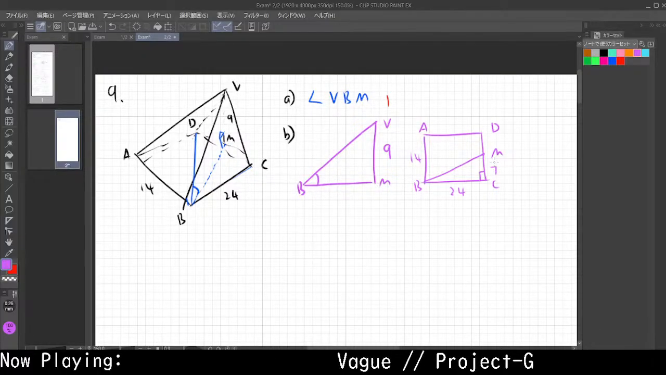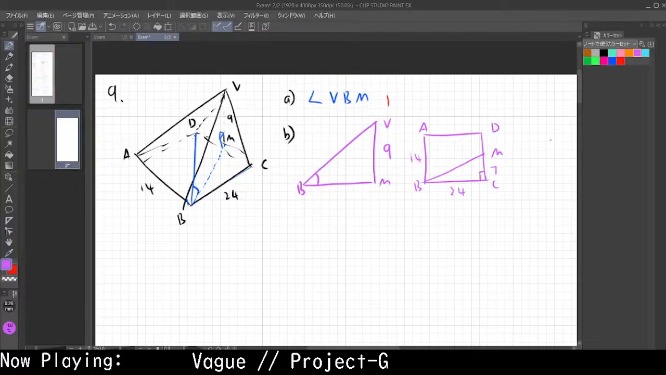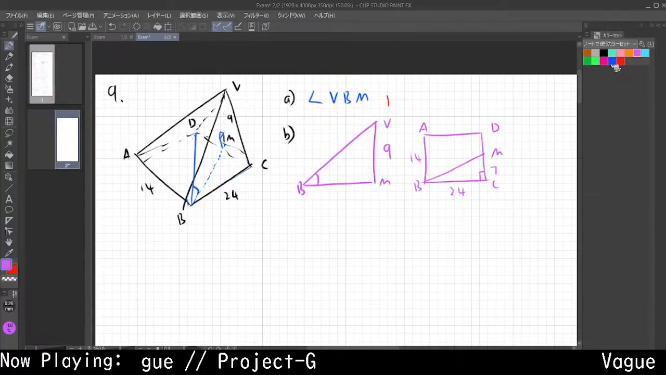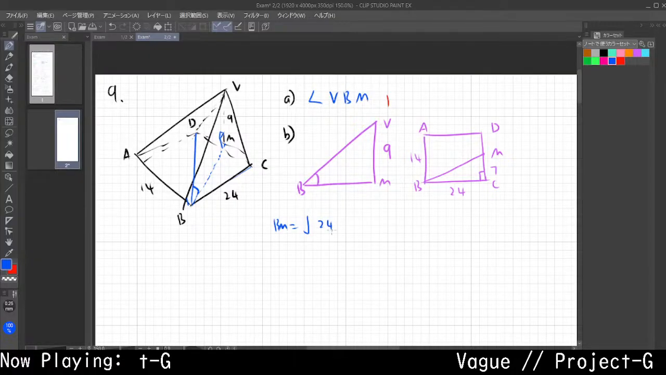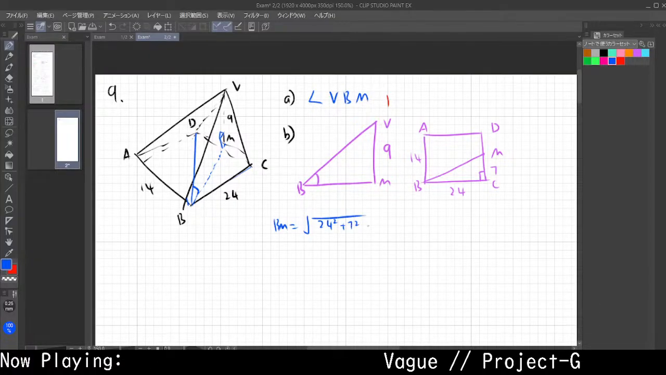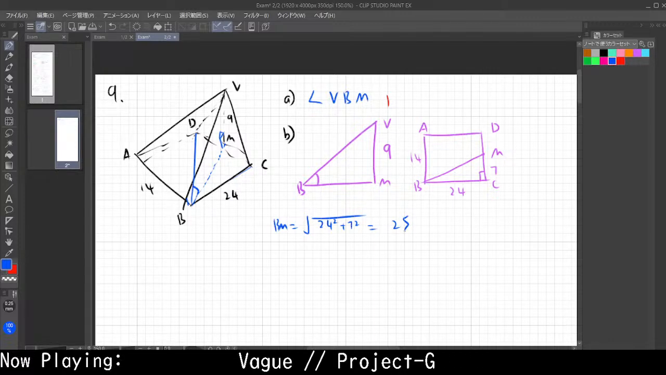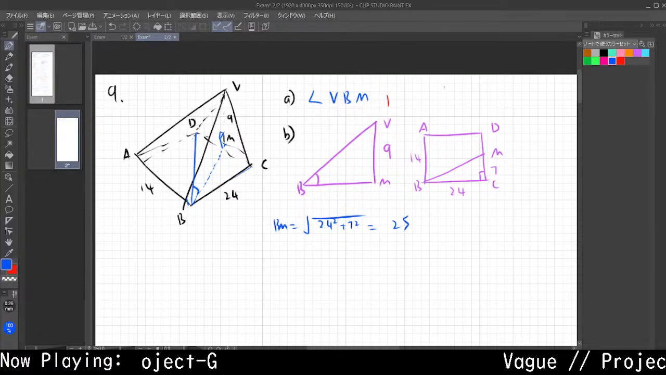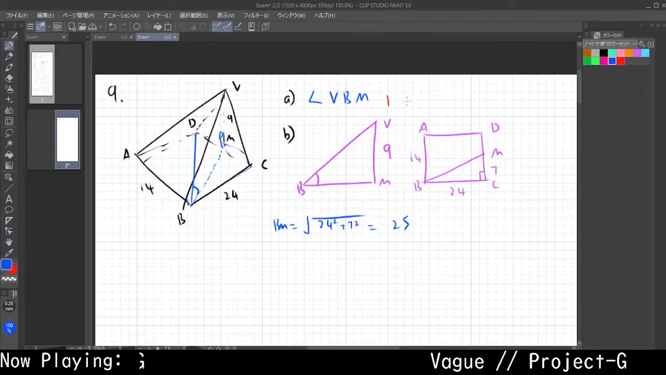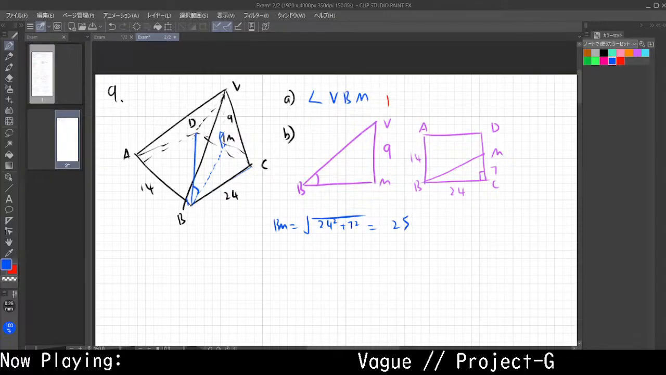So a common combination of Pythagoras is 7, 24 and 25, or you can just calculate it out. So you can actually get BM equal to the square root of 24 squared plus 7 squared, and you should be getting 25. 7, 24, 25 is a rather common Pythagorean triple. You can memorize it as much as you can.